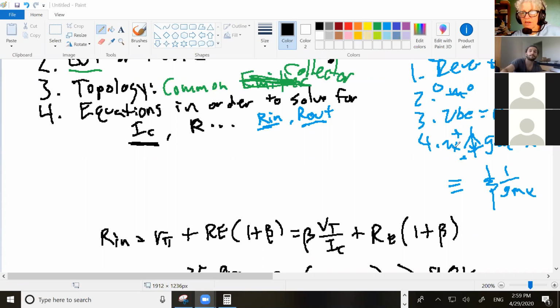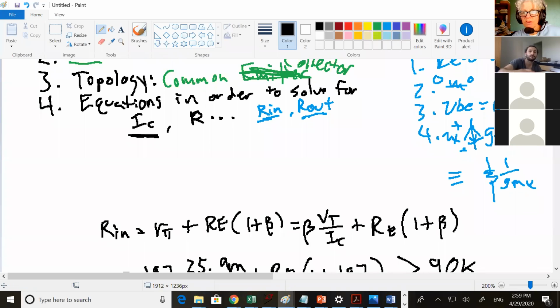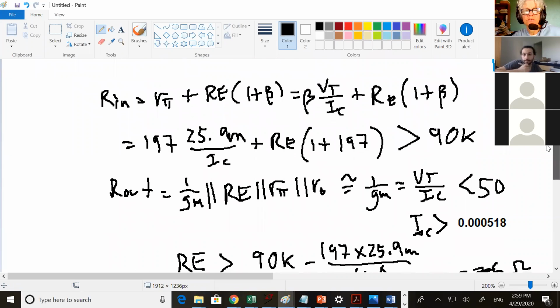I can just scroll it up since we only have a couple minutes. You have a specification for Rn, and I gave you that equation. We'll see where this comes from. I think I posted the video on where this shortcut version of the equation for Rn came from. And then you can replace R pi with its equation, the beta Vt over Ic that we found by taking the derivative of the current equation.